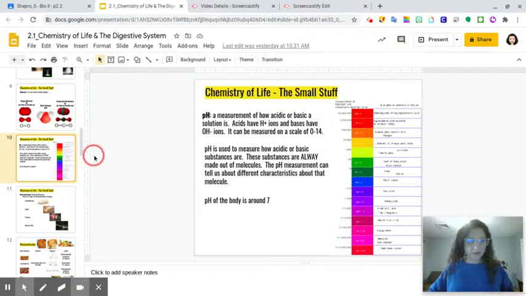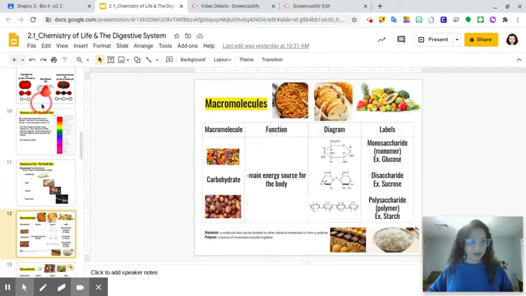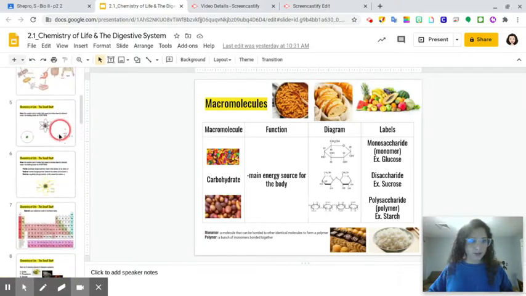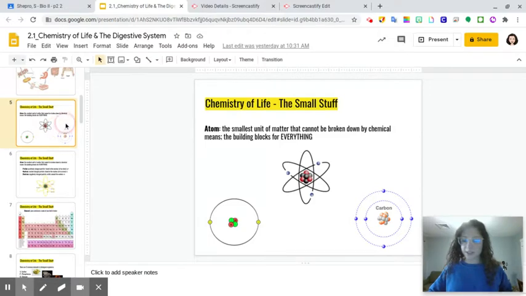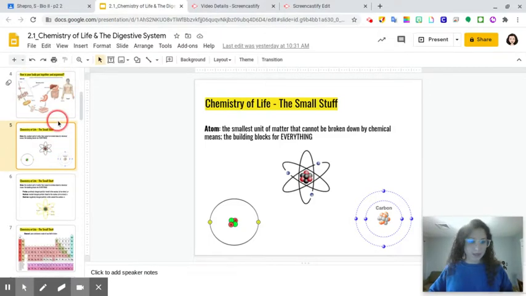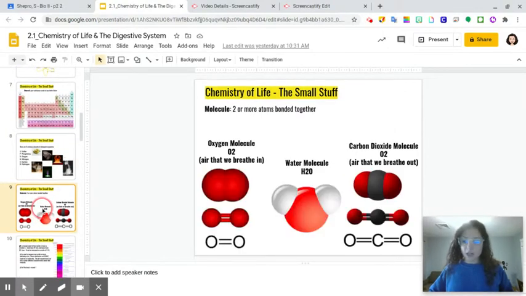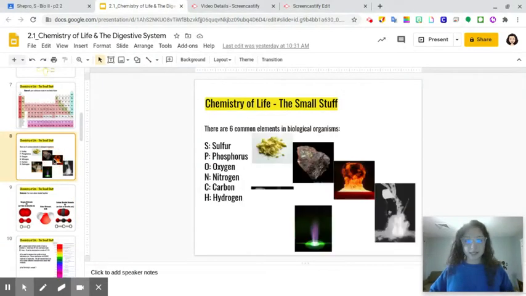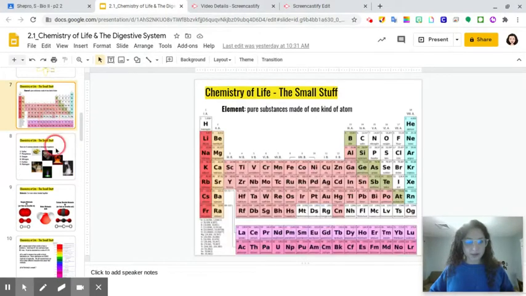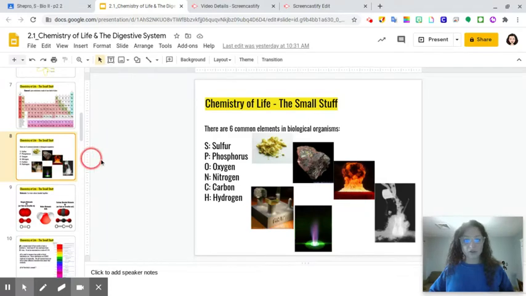Last video, we left off talking about the chemistry of life and how we start off with these things called atoms. They are the smallest unit of matter, and then we can take atoms and put them together into what we call molecules. A molecule is two or more atoms that are bonded together. Specifically for biology, we are concerned with only 6 elements out of the periodic table of elements. Those 6 elements are sulfur, phosphorus, oxygen, nitrogen, carbon, and hydrogen. They make an acronym that spells out SPONGE.